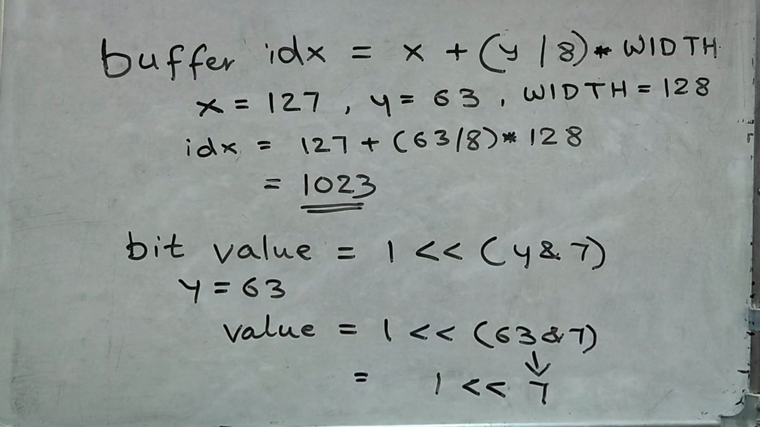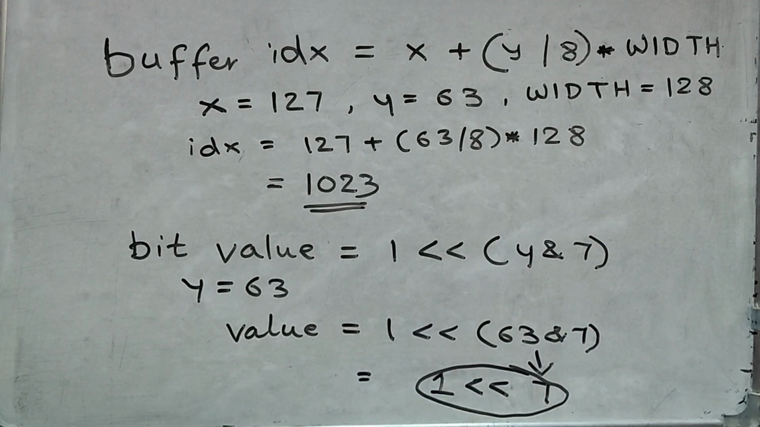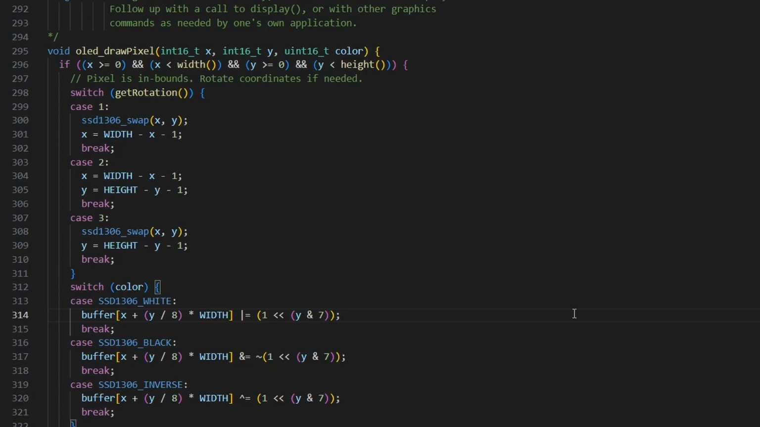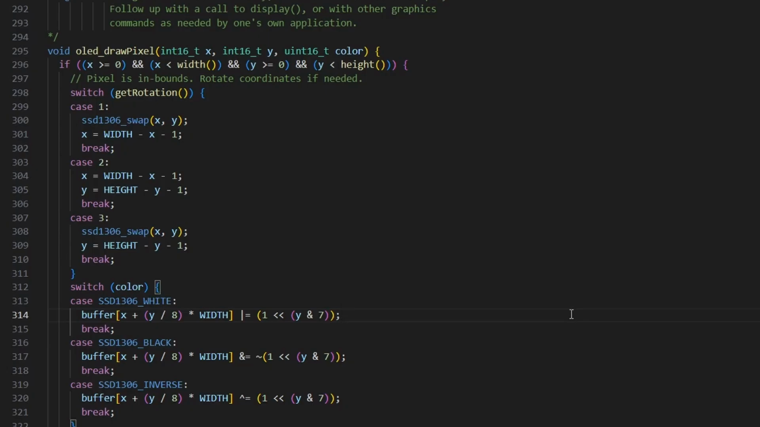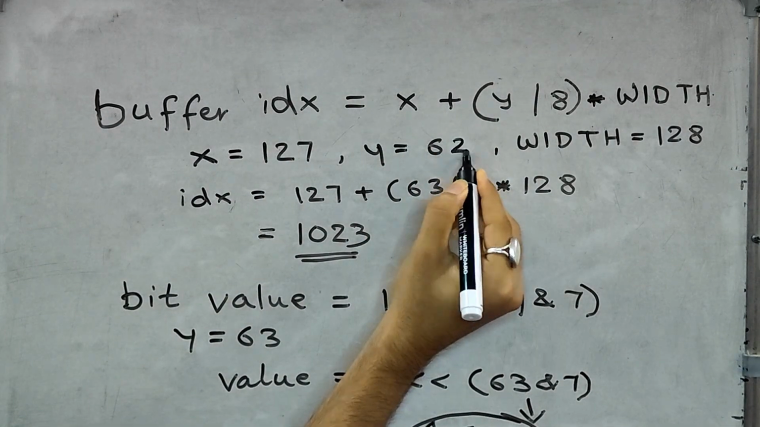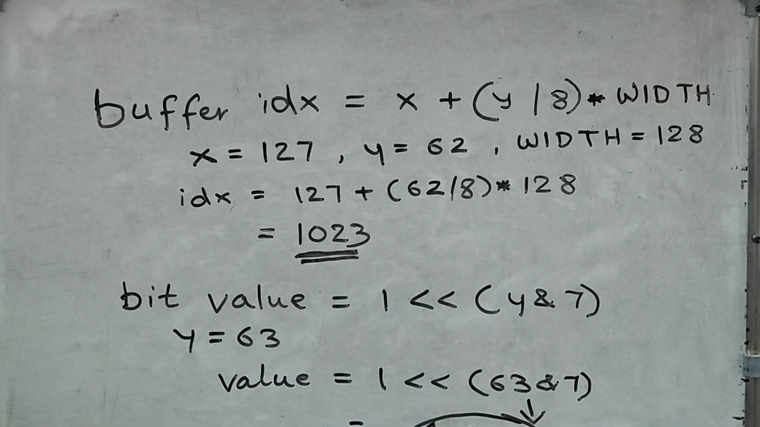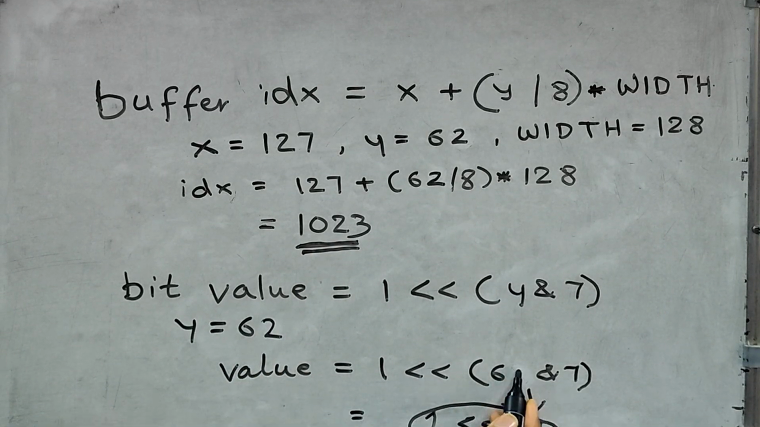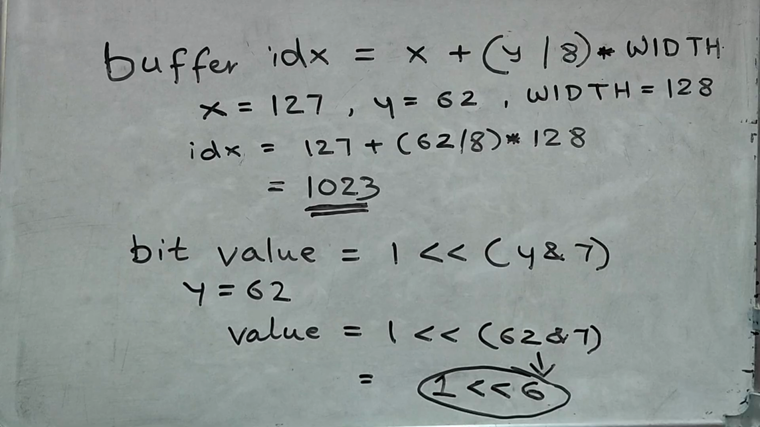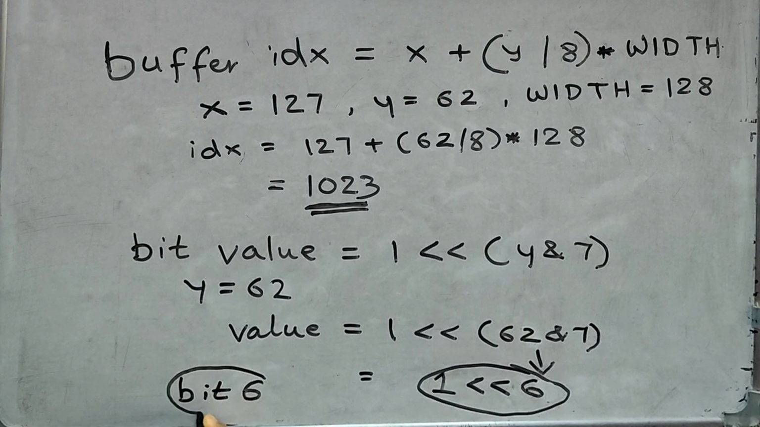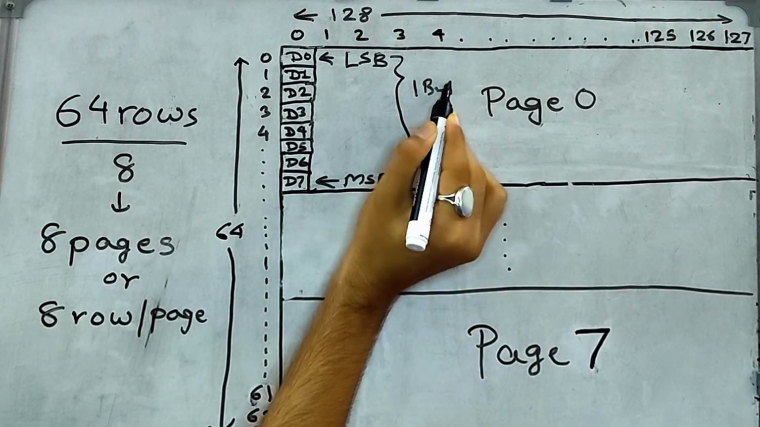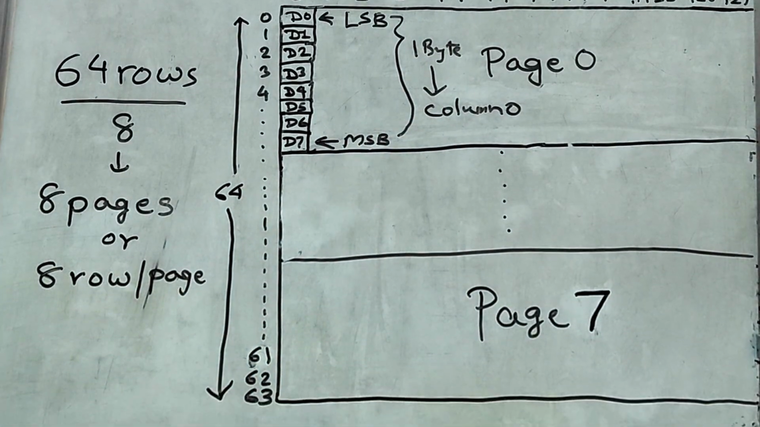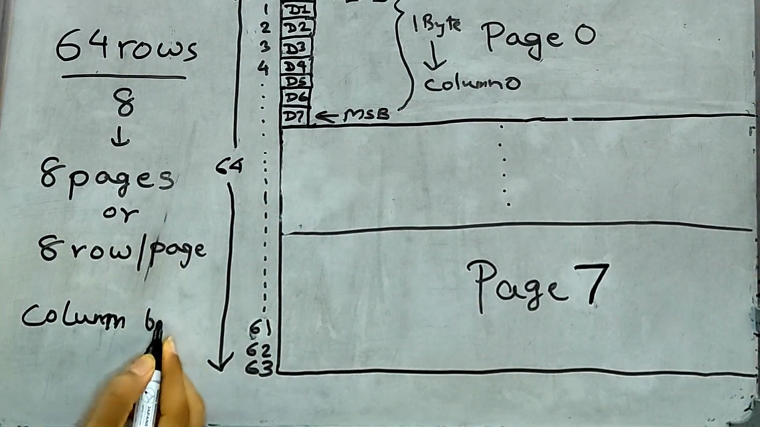This means we are setting bit 7 of the last byte in the buffer. Now, if we change y to 62 but keep x the same at 127, the buffer index is still 1023, or the last buffer byte. But now the bit position changes to 6. So bit 6 of the same last byte is set. This illustrates how each page, which is 8 pixels tall, is stored vertically per column, which was explained in the previous video as well.